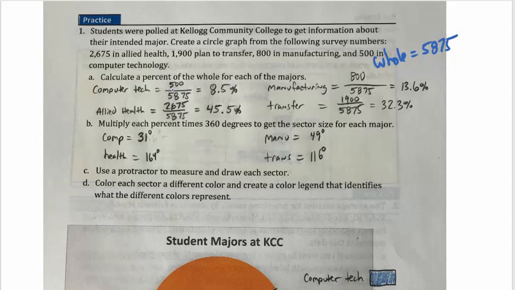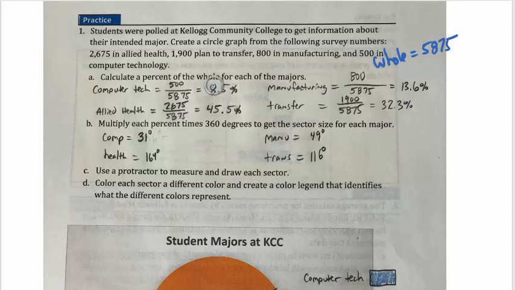When I went through and calculated these, I got 8.5% for computer tech, 45.5% for allied health, 13.6% for manufacturing, and 32.3% for transfer. Now, if you rounded these to the nearest percentage, that's fine.